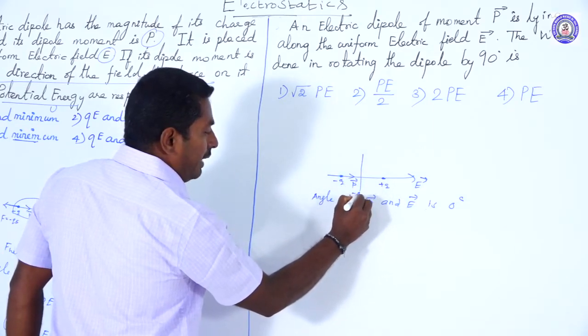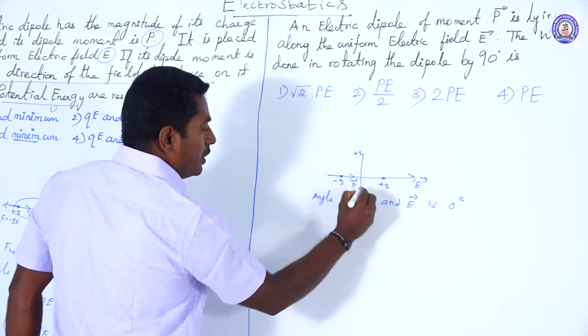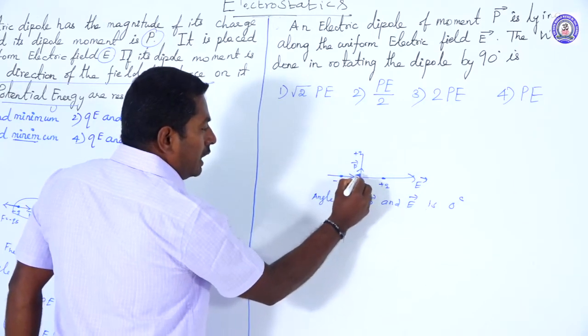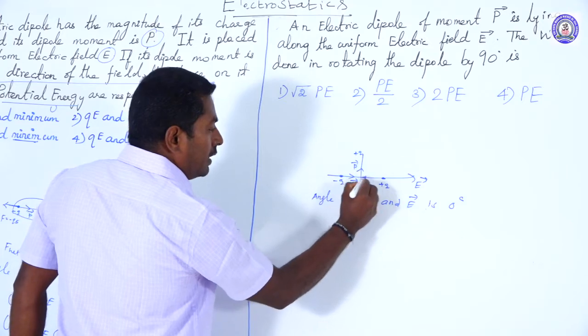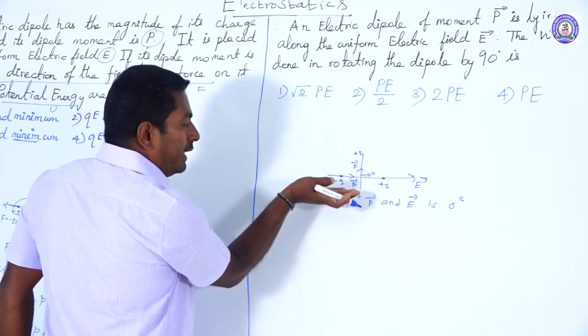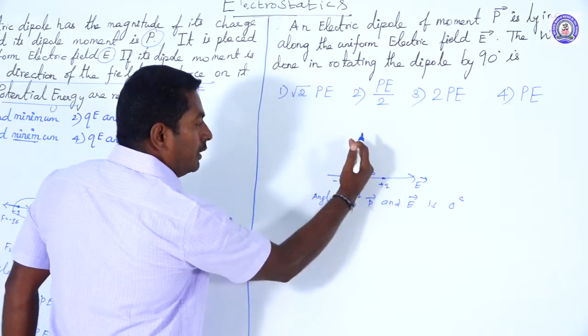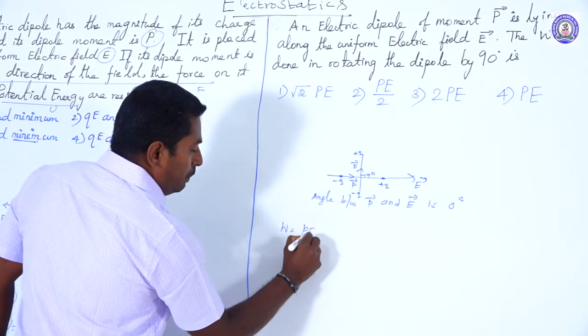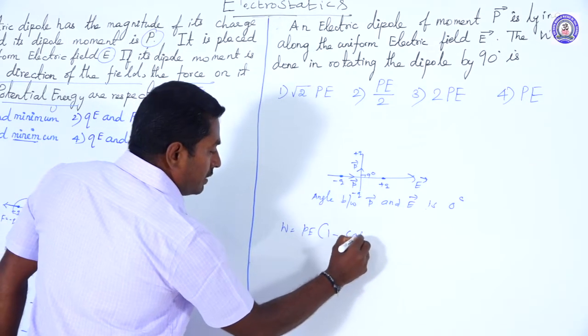Now calculate the amount of work done in rotating an electric dipole from parallel to perpendicular. In the final position of the electric dipole, the dipole moment acts along this direction, and now the angle between the P vector and the E vector is 90 degree. The work done W is equal to pE times 1 minus cos theta.